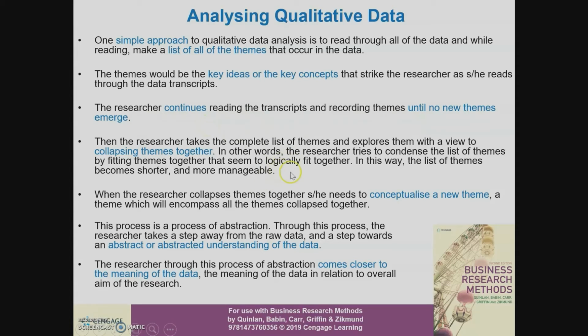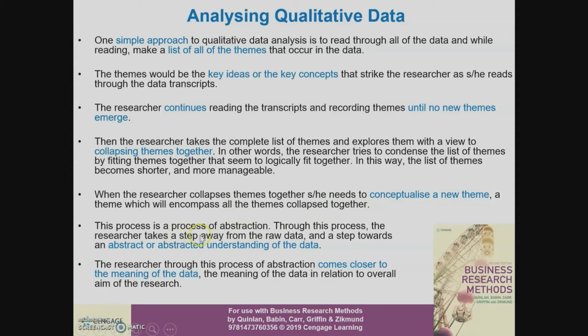Then, the researcher takes the complete list of themes and explores them with a view to collapsing themes together. So now you're doing the filtering. In other words, you as a researcher condense the list of themes by fitting together themes that seem logically to fit together. In this way, the list of themes becomes shorter and more manageable. When the researcher collapses themes together, you need to conceptualize this new theme, or rename it. So a theme which will encompass all of the themes collapsed together.